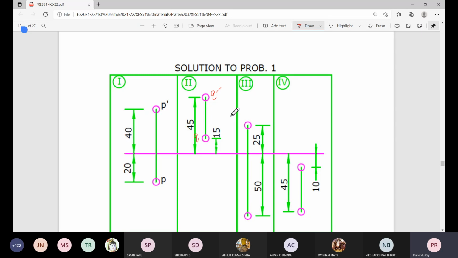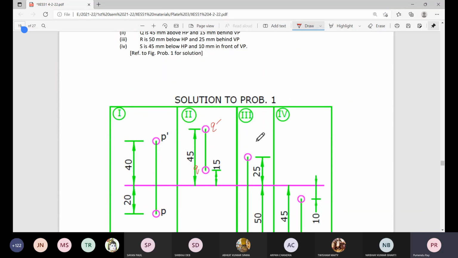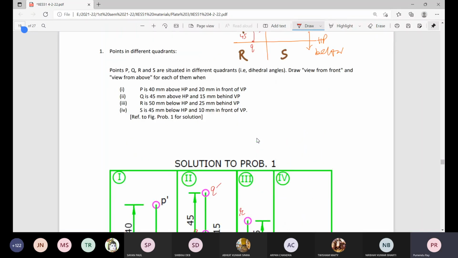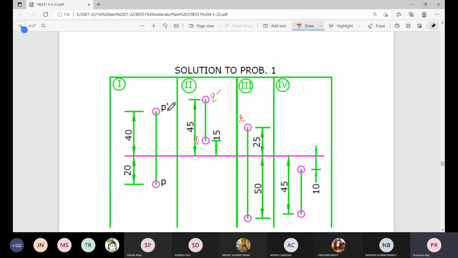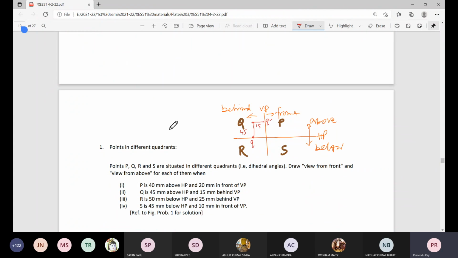For third angle projection, it is 25 millimeter behind VP. So 25 millimeter behind VP means it is coming in plane. So that 25 millimeter in plane moves upward, so it is R, and 50 millimeter below HP, that is in elevation, so it is R dash for third quadrant.